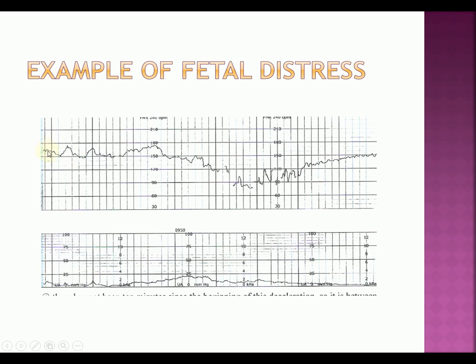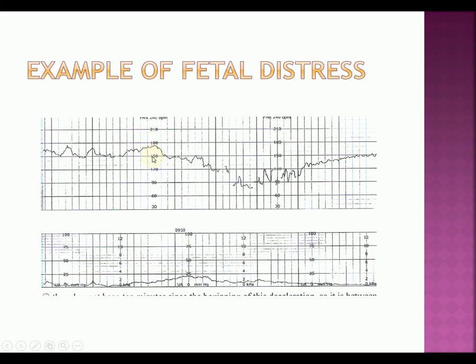So if you were just watching your strip and it was looking like this, you'd be saying, oh, this is a category 1 strip. It's normal. It makes us happy. Then all of a sudden, something occurs. Me and my little arrow. Something occurs and our fetal heart rate starts declining. And it declines and it declines and it declines. And it's very slow to come back up.